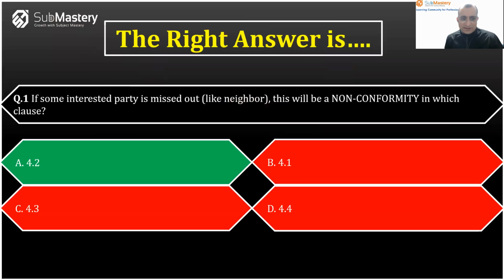Time up. The answer is A, 4.2. If you see, clause number 4.1 talks about identification of internal and external issues. In clause number 4.2, if you see, it talks about needs and expectations or the requirements of interested parties. So 4.2 is the right answer. Let's get ready for the next.